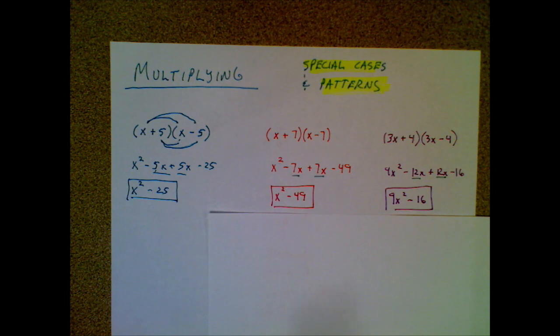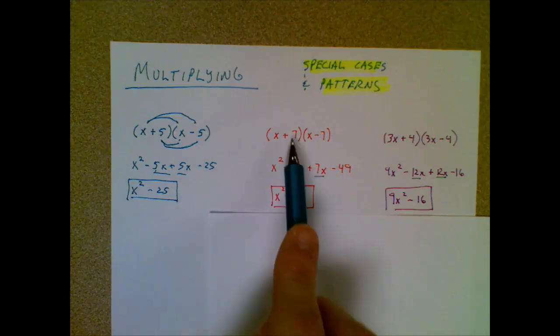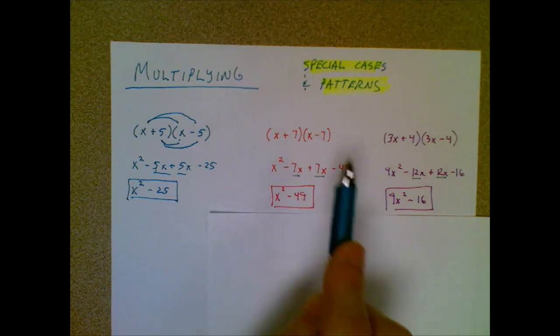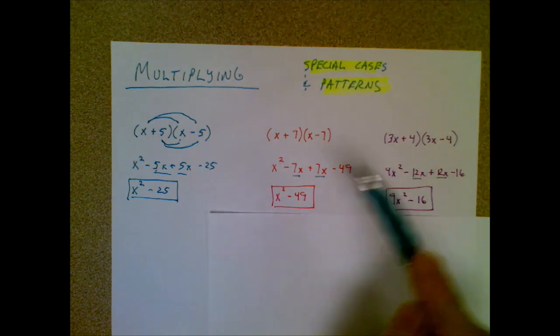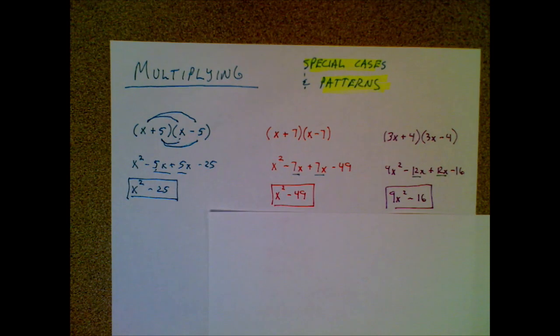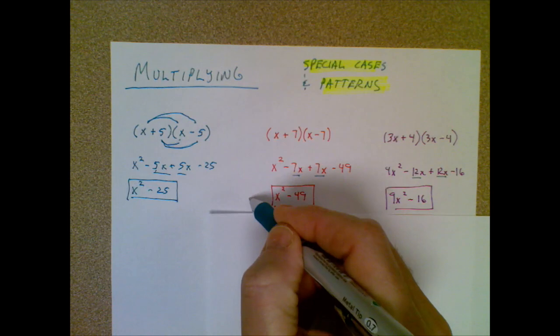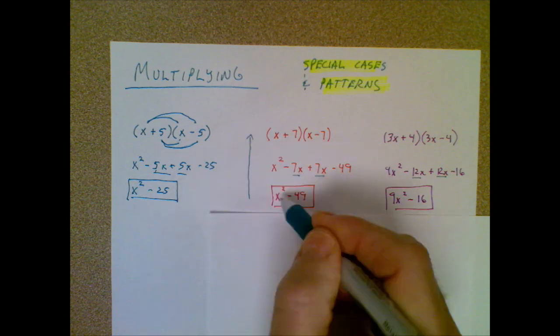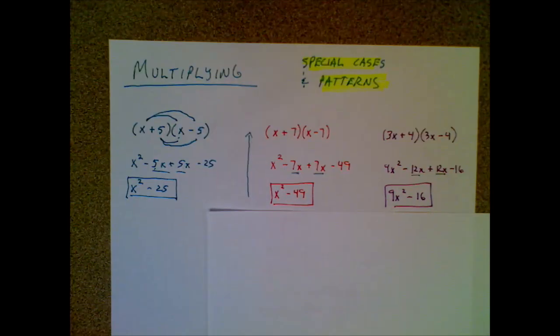You'll start to notice a pattern that this is the square of the 7, this is the square of the 4, this is the square of the 5. We're going to use that information later on in this unit when we literally go backwards from a polynomial right here up into this form.